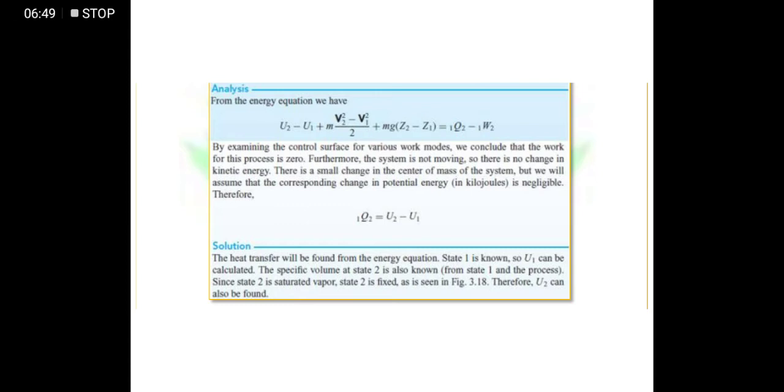So therefore, the energy equation will become this equation here: transfer of energy is equal to change of internal energy. Okay? So this will be the solution. We have the heat transfer will be found from the energy equation. State 1 is known, so U1 can be calculated, as I have said. So the specific volume at state 2 is also known from state 1 in the process. Since the state 2 is saturated vapor, state 2 is fixed as seen in figure 3.18. Therefore, U2 can also be found.